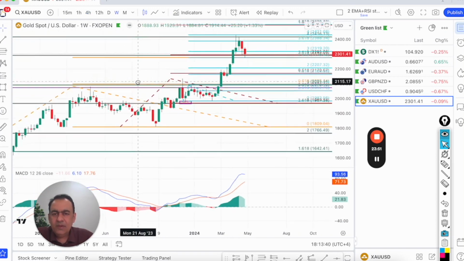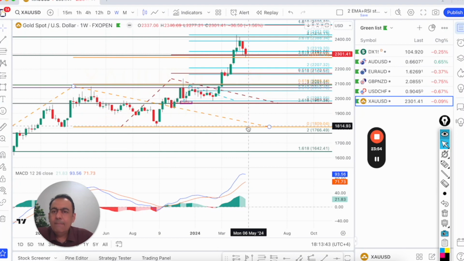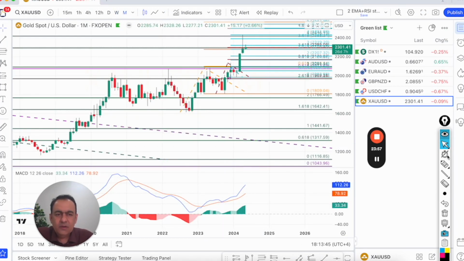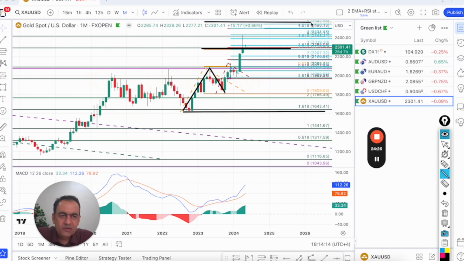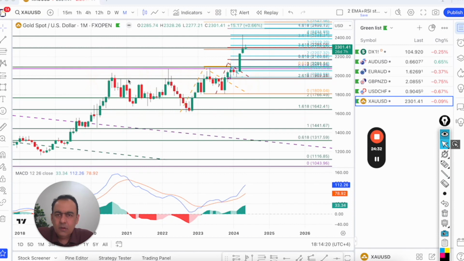I'll start from monthly here. I've plotted Fib extension from this low, which was at 1642, and this is the golden or yellow colored Fib extension. I've connected it to the first high and the first higher low. Based on this Fib extension, we have already reached 100% of this yellow cycle. The next high probability area is here, 1.618.